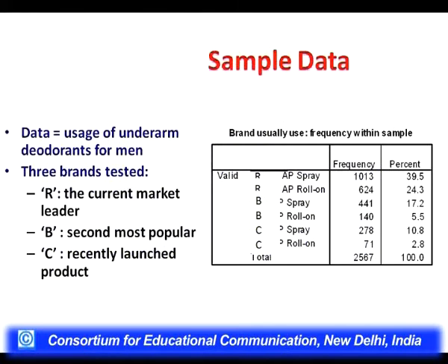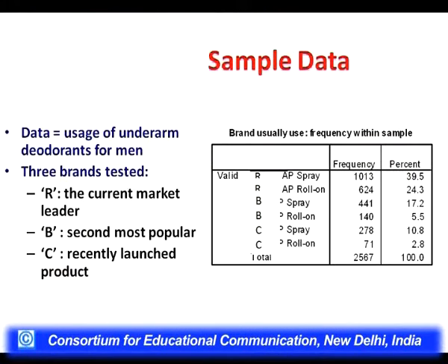Sample data. Let us see this slide. Data usage of underarm deodorants for men. Now, we are discussing the deodorants used by men, and I have taken 3 deodorants, and because of the restrictions of this channel, I am not naming those deodorants. I have just mentioned R brand, B brand and C brand. There are 3 deodorants which are being discussed here in this particular example.